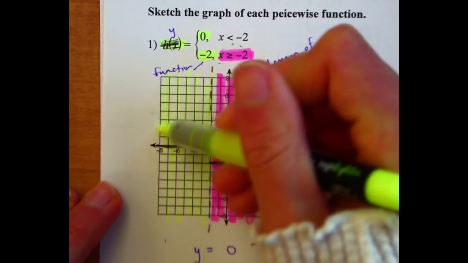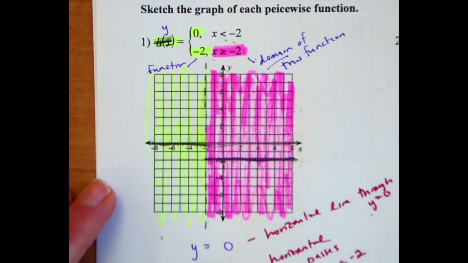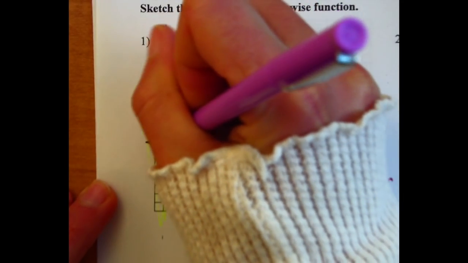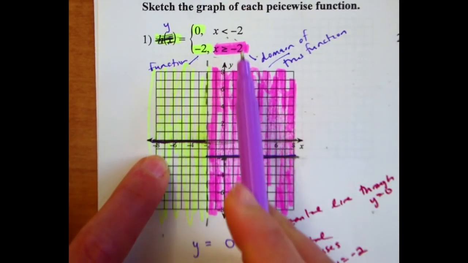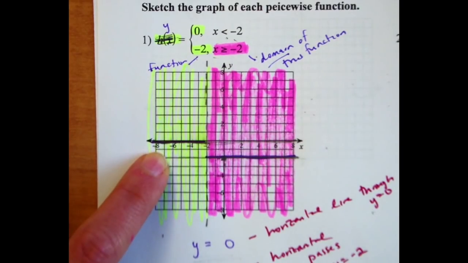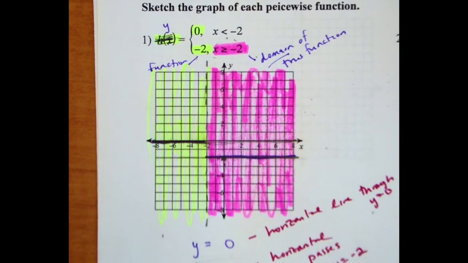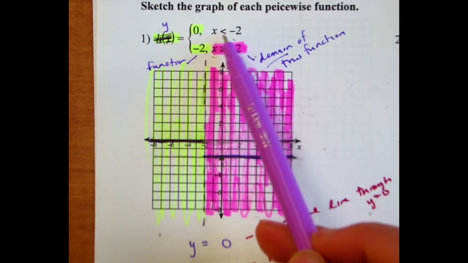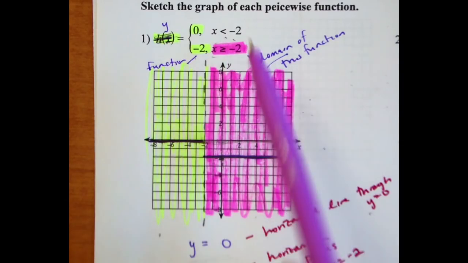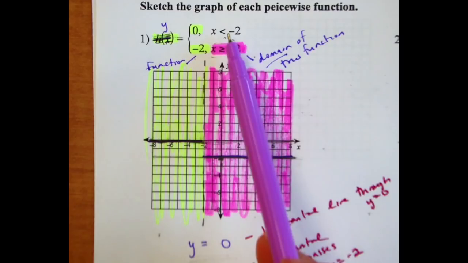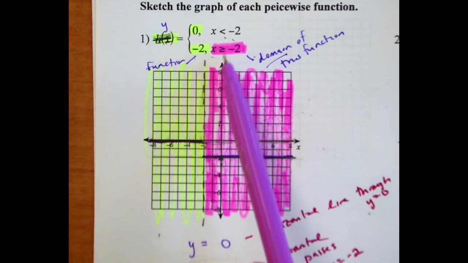Okay, so I have two pieces to my function. I have the piece that exists for x values less than -2, and the piece that exists for x values greater than or equal to -2. One last thing I have to be aware of is the difference between a less than sign and a less than or equal to sign. So what is it going to look like in the graph? This is less than and this is greater than or equal to.